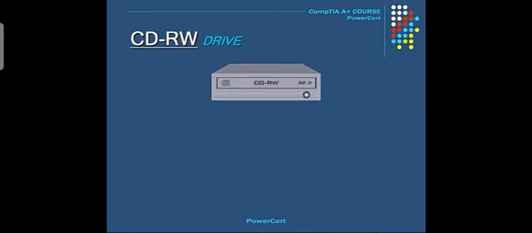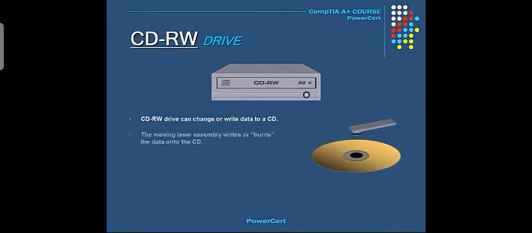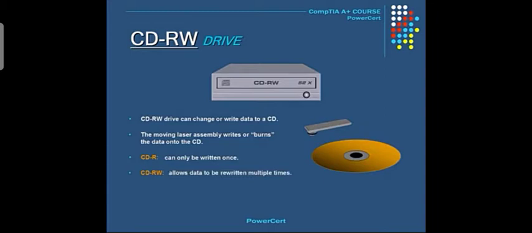CDRW stands for Compact Disk Rewritable. A CDRW drive can change or write data to a CD. It has a moving laser assembly that writes or burns the data to a CD. Now there are two different kinds of CDs that can be written to. A CDR, which stands for CD recordable, or CDRW, which stands for CD rewritable. Now CDRs can only be written to once, but a CDRW allows data to be rewritten multiple times. And CD-ROMs hold approximately 700 megabytes of data.